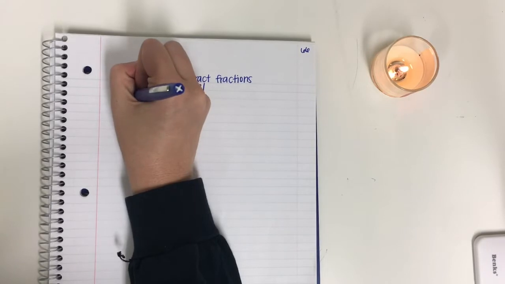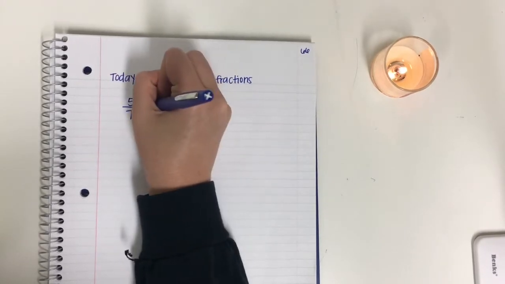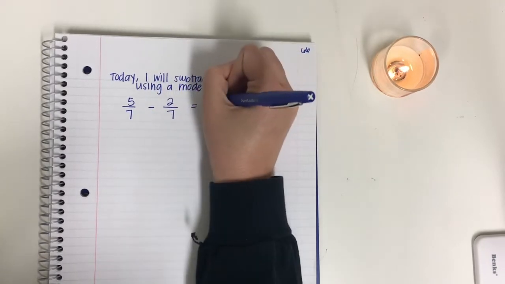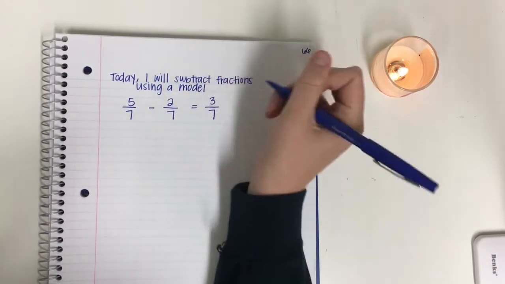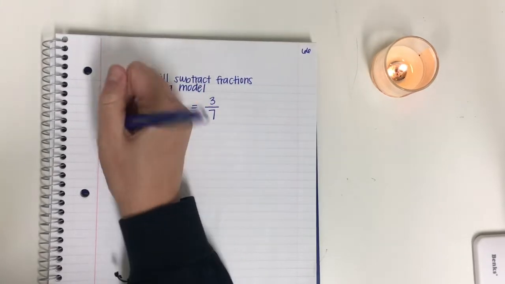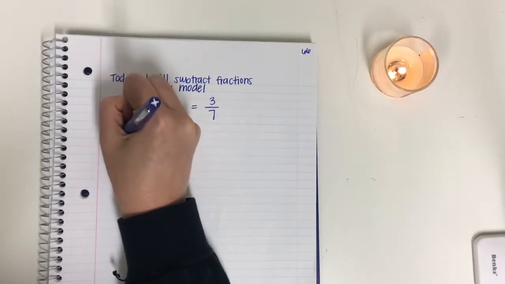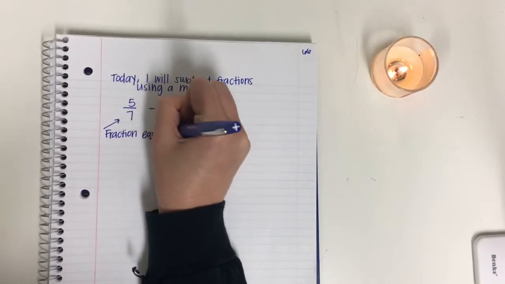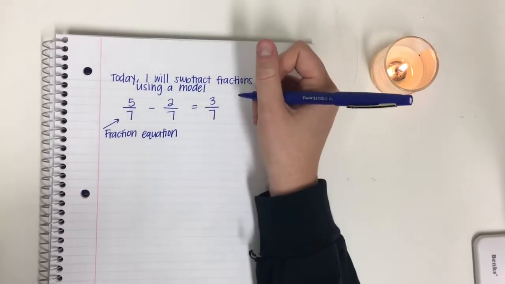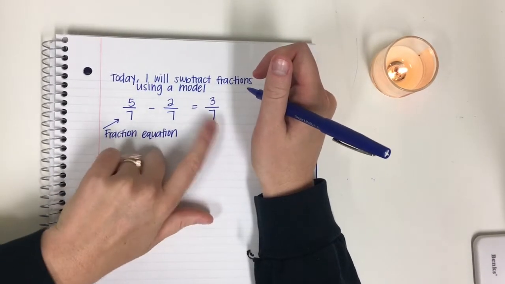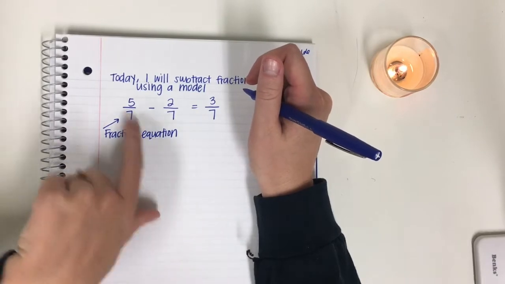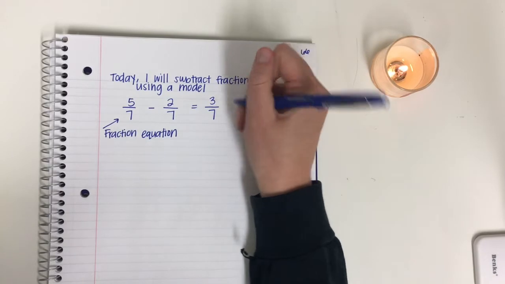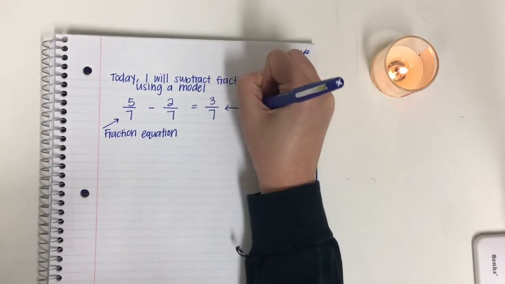Okay, let's review really quick. So we have 5/7 subtracted by 2/7 is equal to 3/7. We call this a fraction equation. Okay, and just like what we did with addition, when our denominators are the same, we just work with our numerators. So we know that 5 minus 2 gives us 3, and our denominator stays the same. Okay, remember we call this our difference.